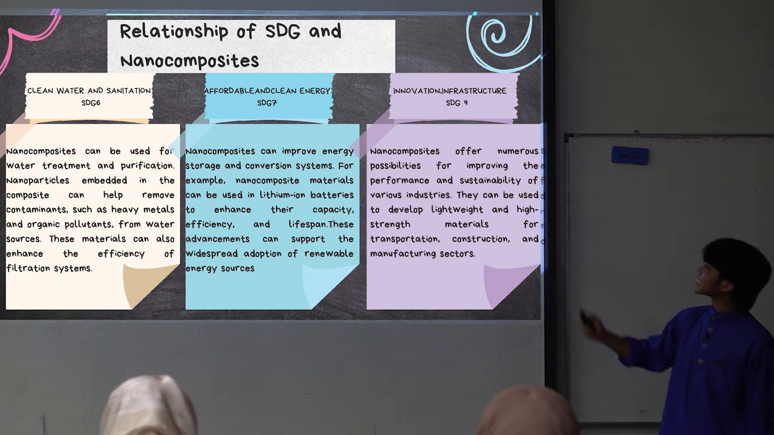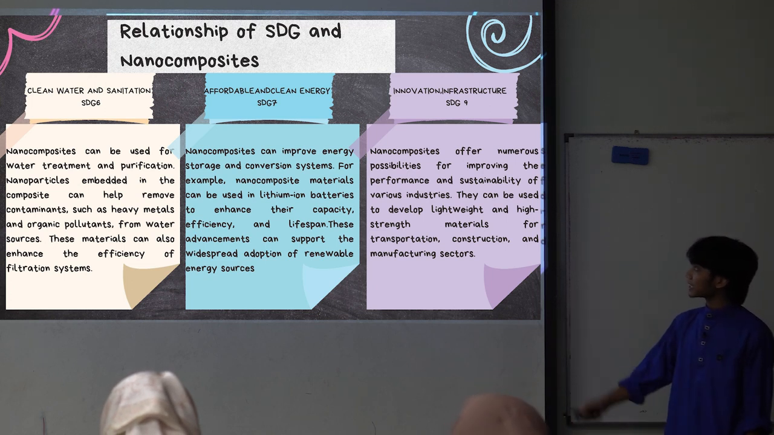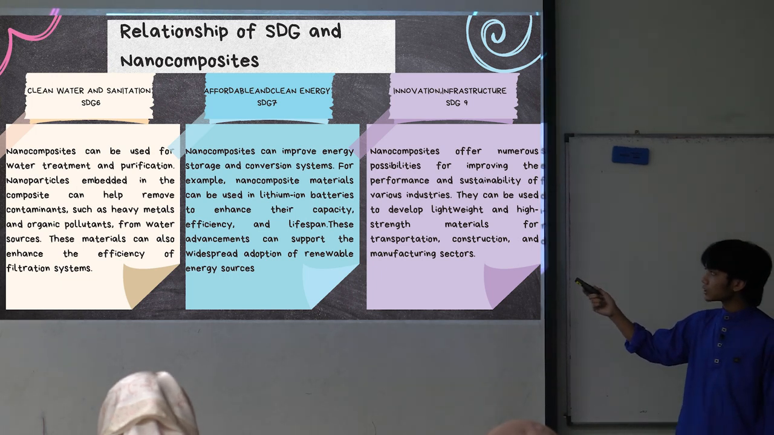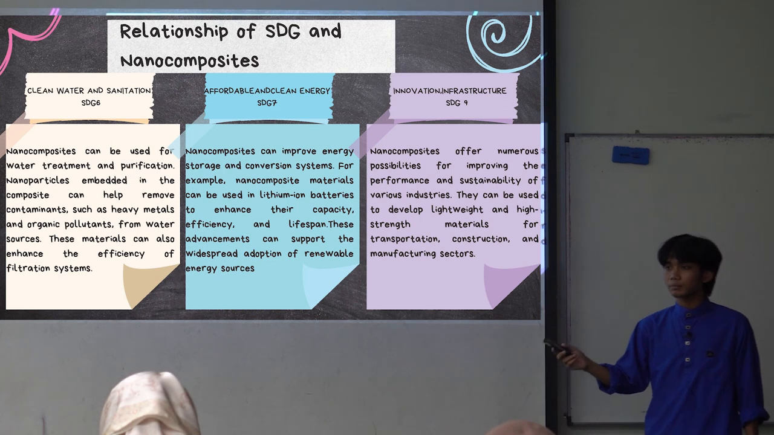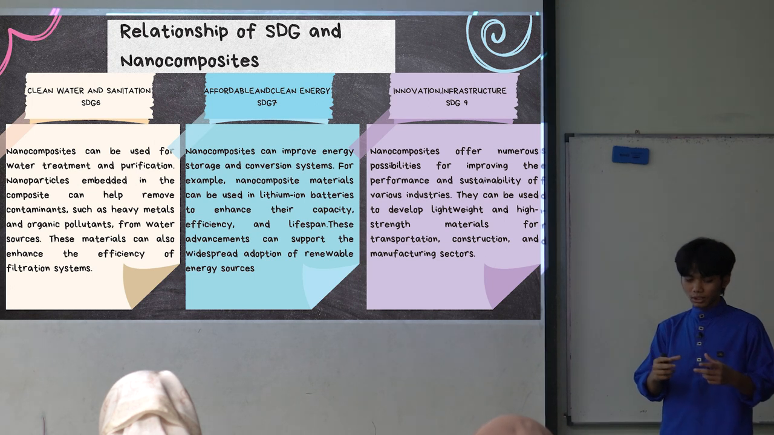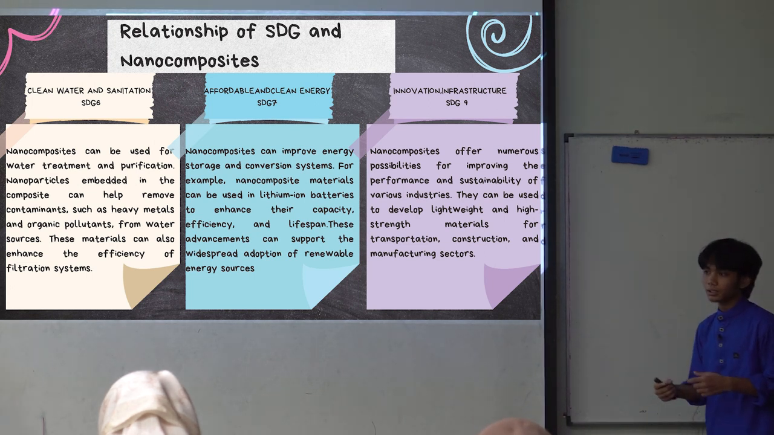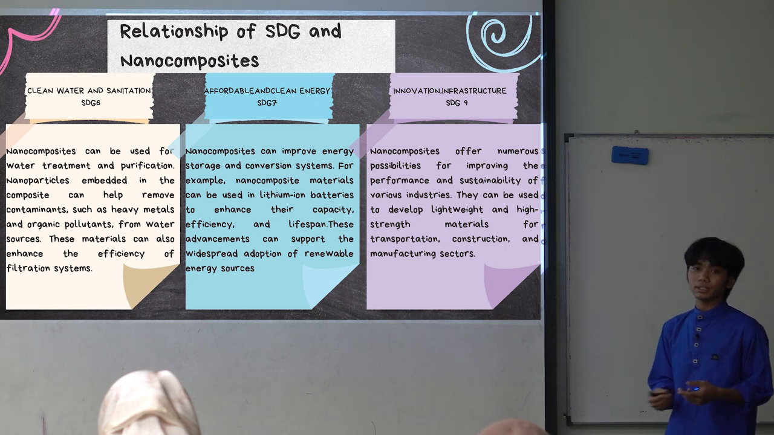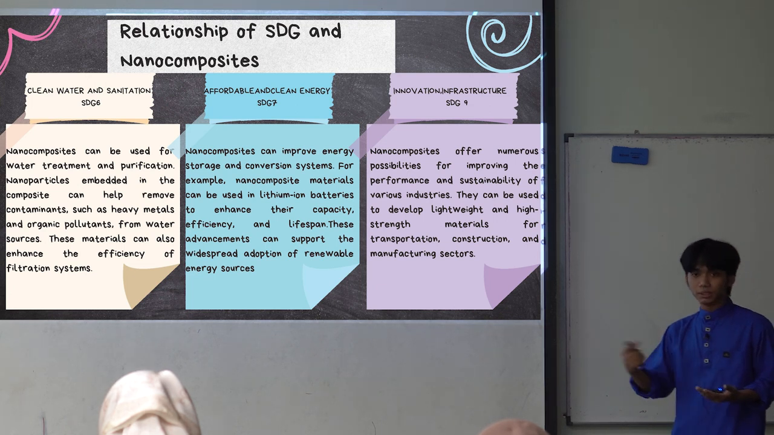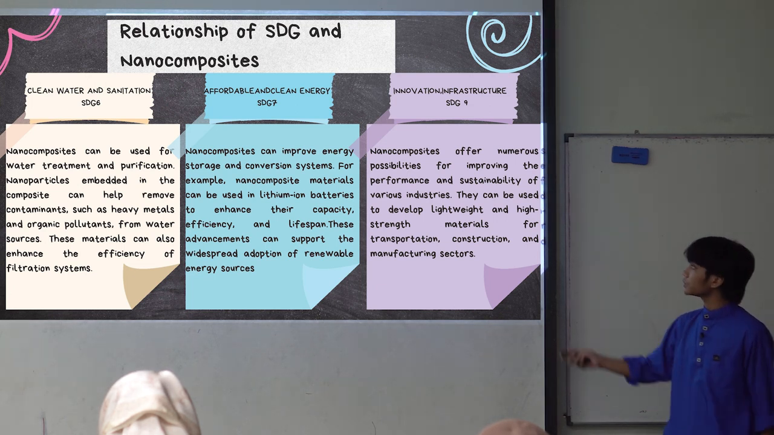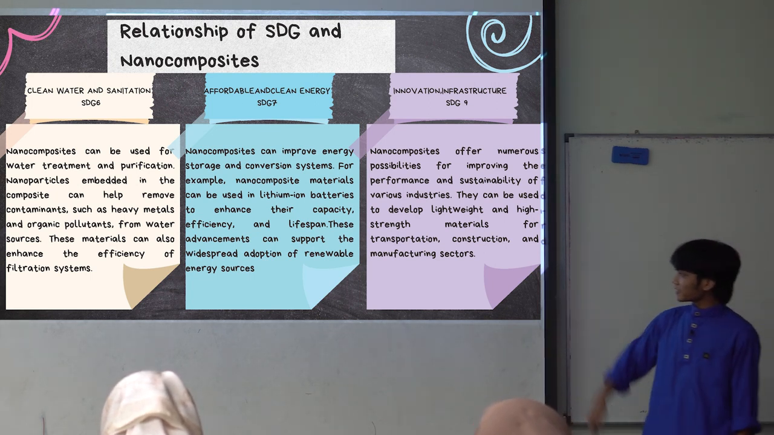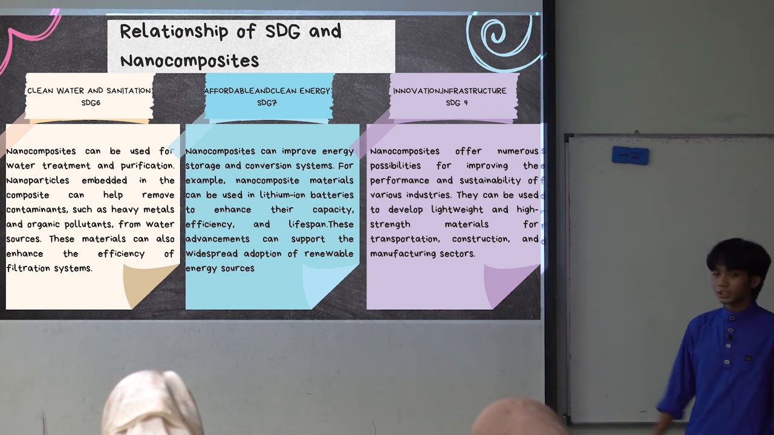For the second one, which is affordable and clean energy, nanocomposite can improve energy storage and conversion systems. For example, nanocomposite can be used in lithium-ion batteries, which can extend the life span of the battery. For example, a phone battery: if we have 4,000 mAh, we can increase it to 5,000 if we use nanocomposite like this. This advancement can support the widespread adoption of renewable energy sources.